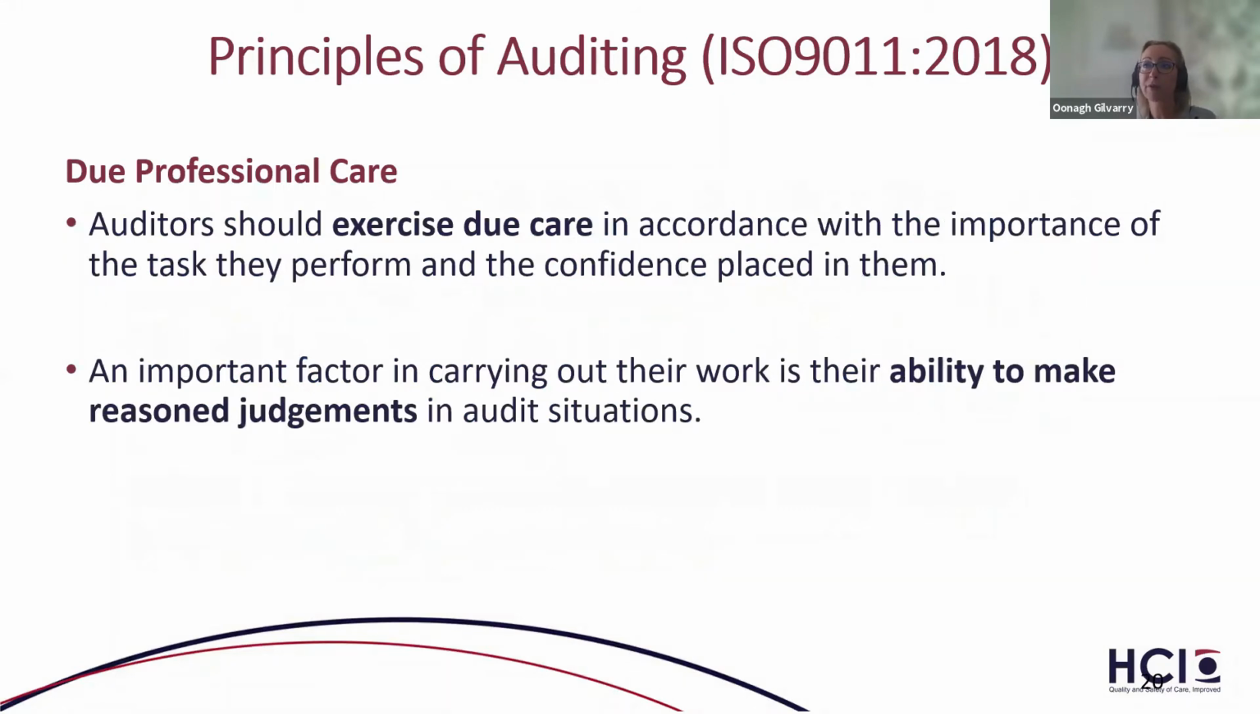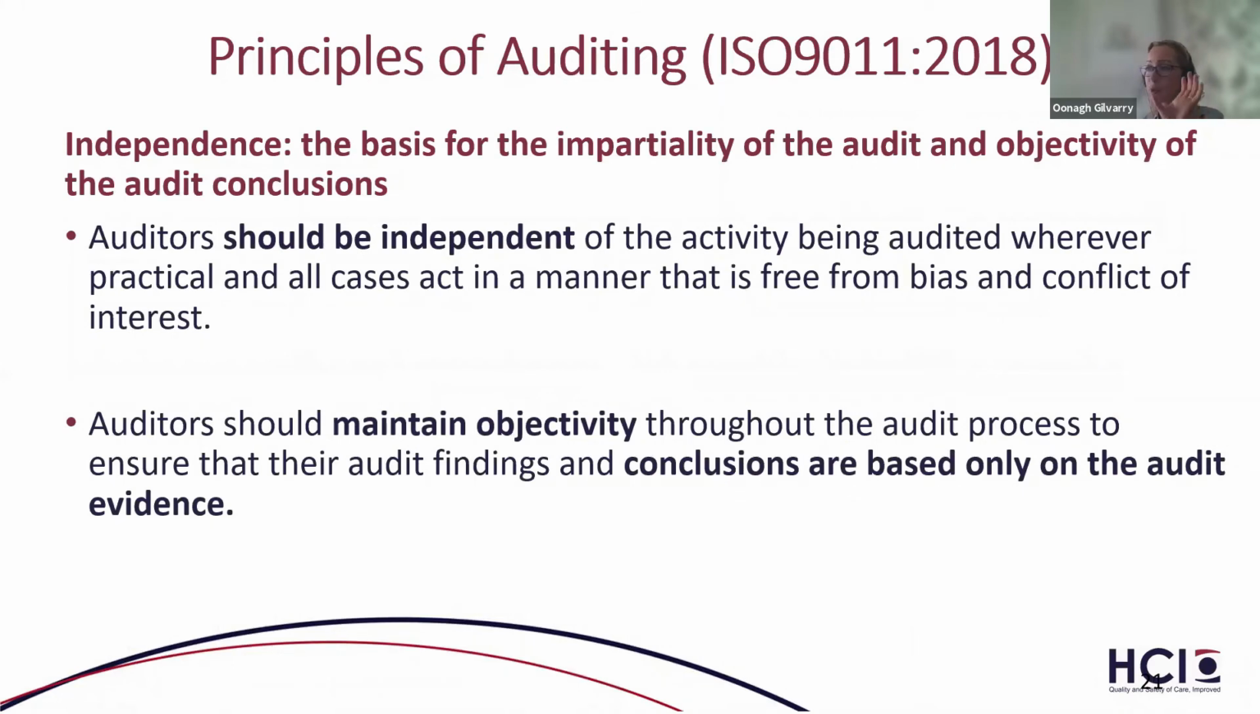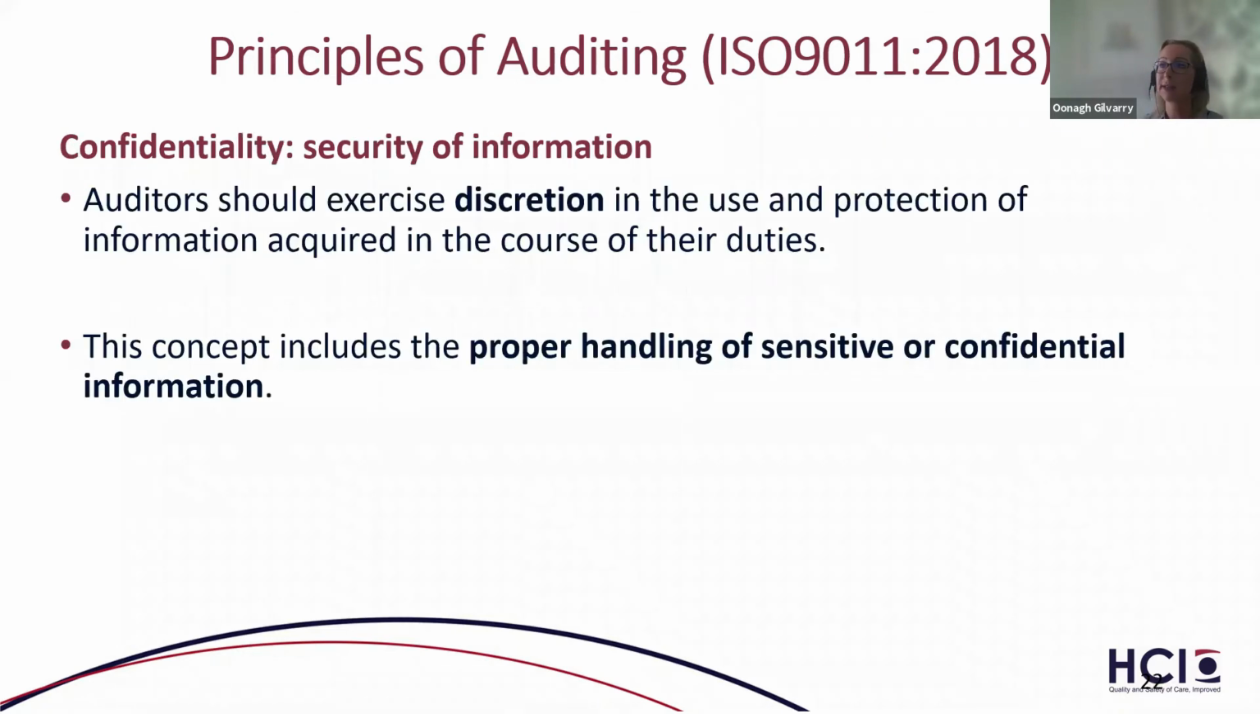We need to provide due professional care. So we need to ensure that we give it the time and the effort and the focus that is required. And as I said, that can be difficult unless we have that protected time. And we want to be able to make reasoned judgments, as I said, utilizing the evidence that's there. The independence, we've talked about that being really, really difficult to achieve, but we're looking for them to be independent of the audit or the activity, if at all practical, in a manner that's free from bias and conflict of interest. And auditors should maintain objectivity throughout the audit process to ensure that their conclusions are again based on evidence.